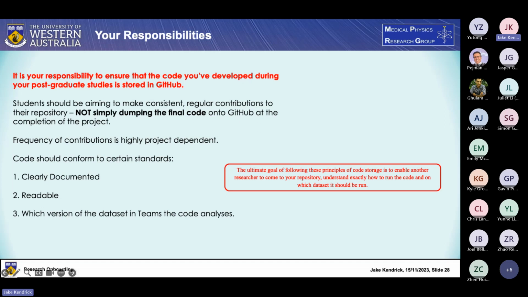And the code should conform to certain standards as well. So it should be clearly documented, readable. You don't want to be uploading something that looks like a dog's breakfast to the GitHub repository, which makes it impossible for a future researcher to understand. And finally, you should also include the version of the data set in your associated team's repository that the code is designed to analyze. And pretty much the ultimate goal of all this is to enable another researcher coming to your repository who hasn't developed the code, maybe understands a little bit about the data set, but they can understand exactly how to run that code, on which data set it should be run, and ultimately, if they would like to build upon that code as well.